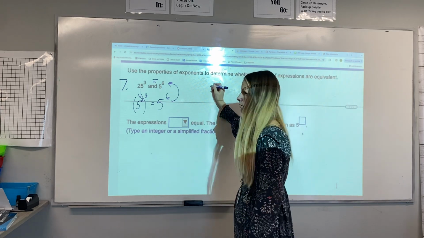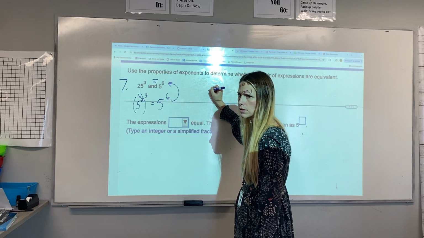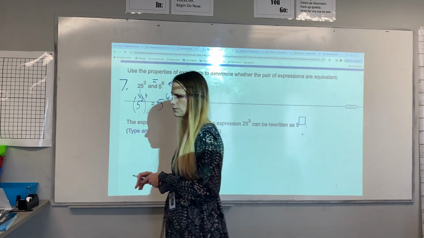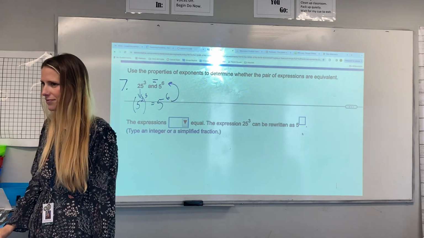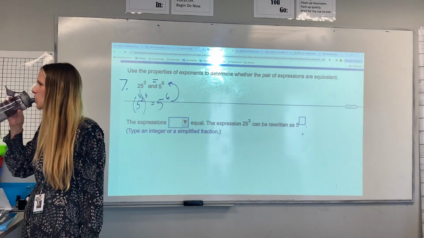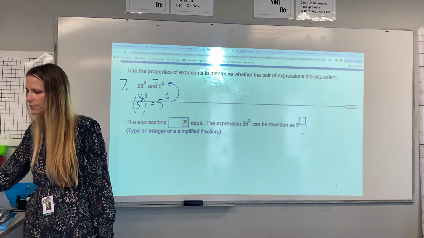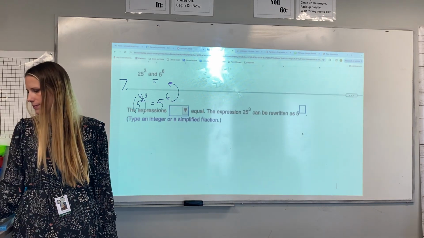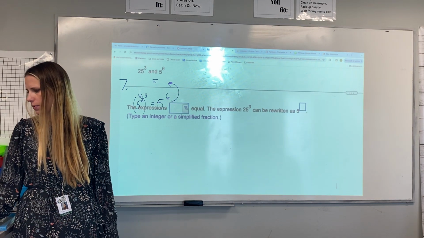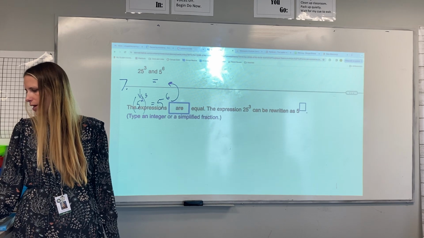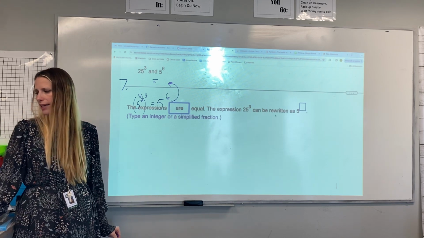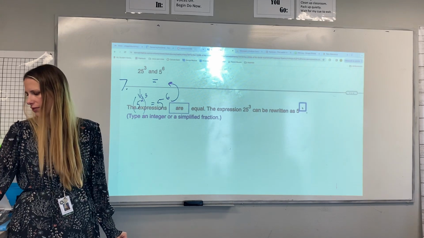Okay, let's do it again. It's only because when I put it in, I got, never mind. Okay, so for this, the expressions are equal. The expression 25 to the 3rd power can be written as 5 to the 6th.